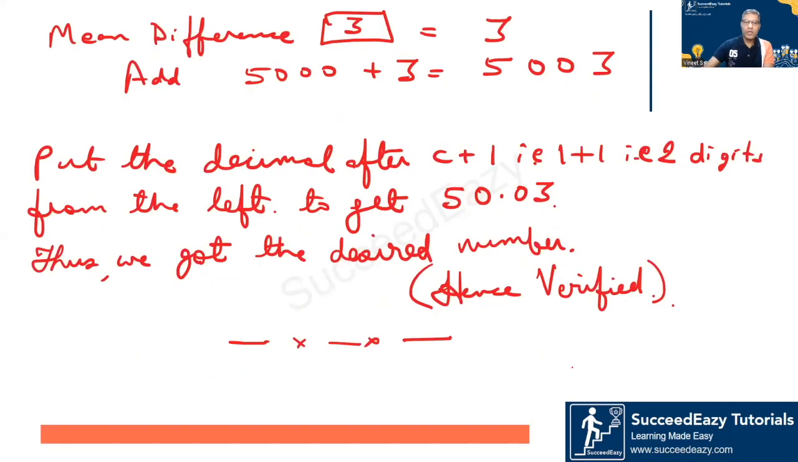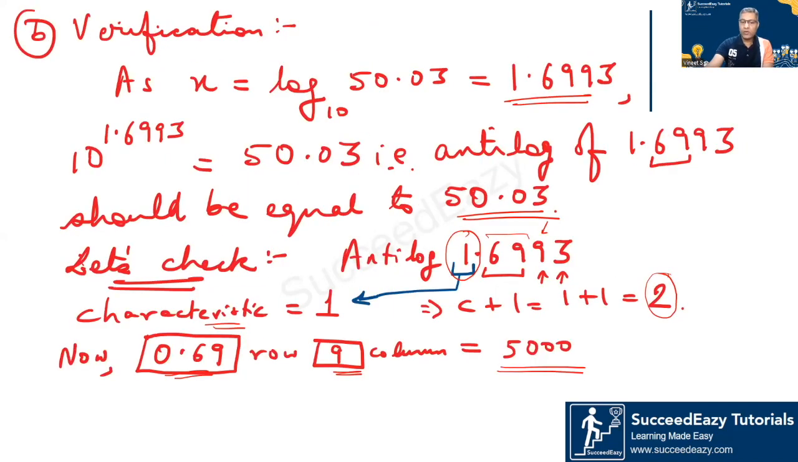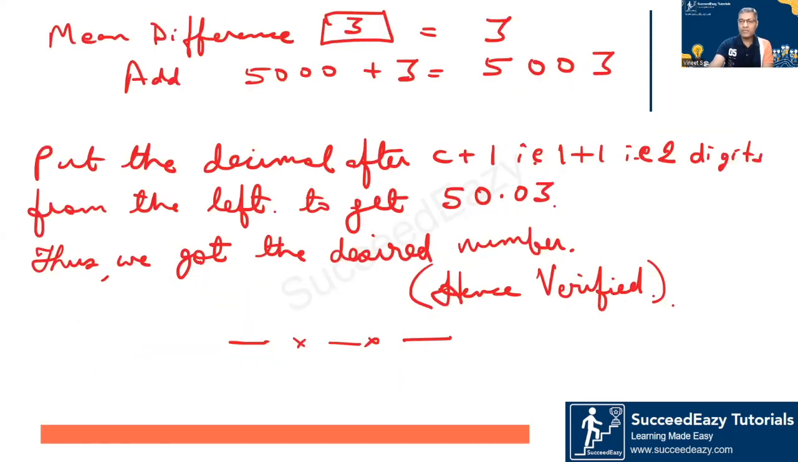All right. So the mean difference table in the same row, the intersection between 0.69 and 3 in the mean difference table gives you 3. Add 3 to 5,000 to get 5,003. Now to put the decimal, you know that we have to shift it 2 digits from the left, right? So the first digit was 5, the second digit is 0. So we want to put the decimal after that. So what we get is 50.03.